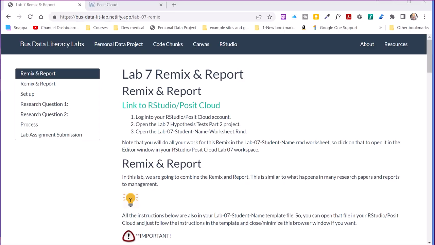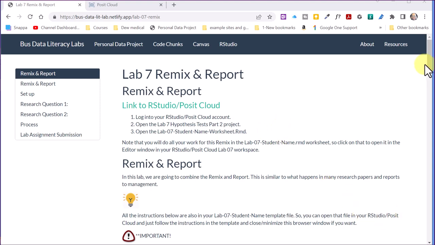Due to popular demand, we're going to make a walkthrough for the Lab7 remix. And this is going to be in two parts. This is the first part. Here is the lab manual webpage about the remix.